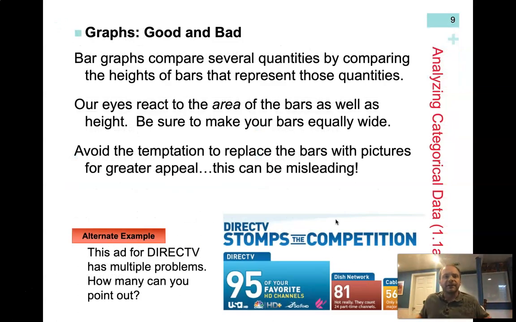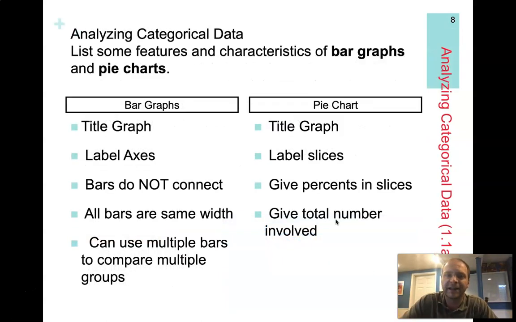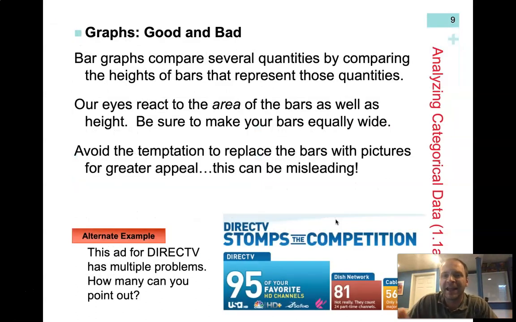So graphs, the last part of 1.1a, good and bad. Bar graphs compare several quantities by comparing the heights of bars to represent those quantities. Our eyes react really quickly to area of those bars. We want to make sure the bars are equally wide. Again, look at that. That's one of the things on this slide, make sure the bars are the same width. Otherwise, the area is going to be misleading to people's eyes.